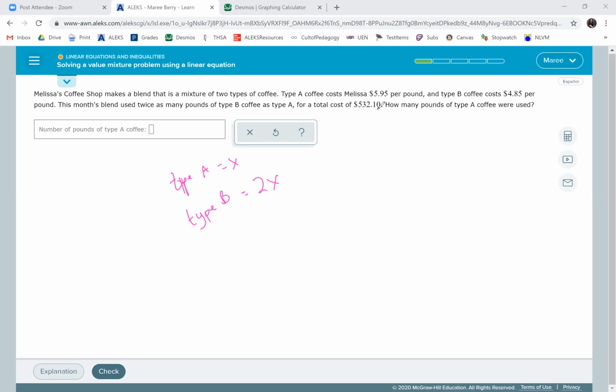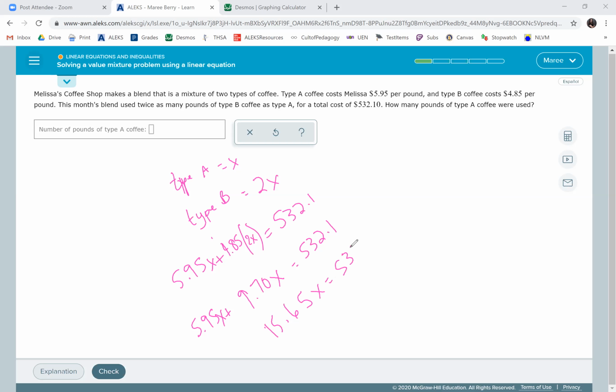And the total cost was, okay, so we're going to have the total cost. And so we say type A is $5.95 plus type B is $4.85. So we're going to do 4.85 times 2, which is 9.7, plus 5.95x. Then I'm going to add those two together, 15.65x, and then I'm going to divide by 15.65.